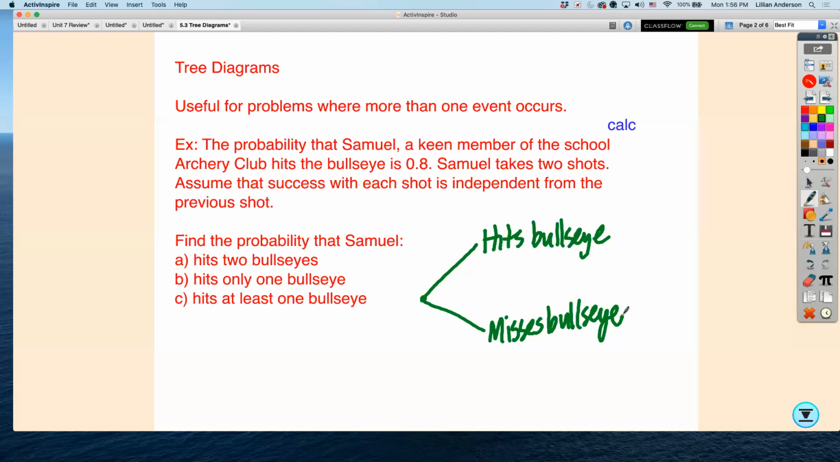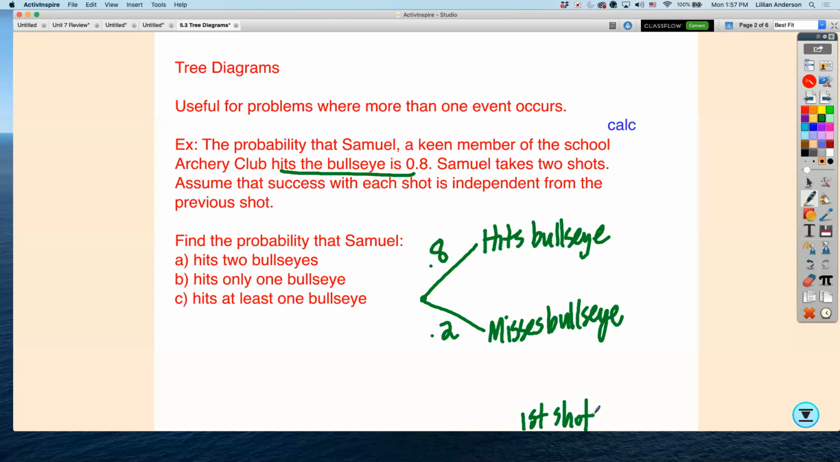Now on the branches go the probability of these things happening. So we're told that he hits the bullseye 0.8. That says probability of 80% hitting the bullseye. So that means that 0.8 is going to go on hits a bullseye. So that means the probability that he misses is going to be 0.2 because the probability total has to add up to equal 1. So if this is 0.8, the one at the bottom has got to be 0.2. And this is the first part of your tree diagram. This represents his first shot.